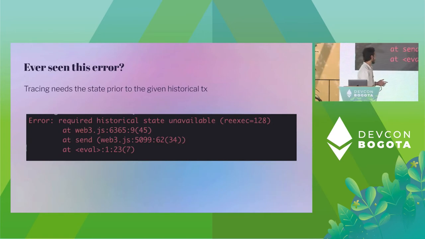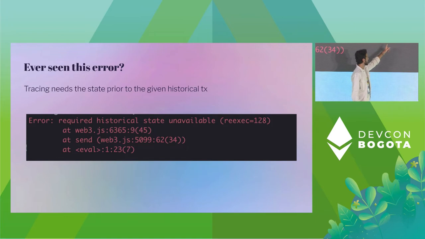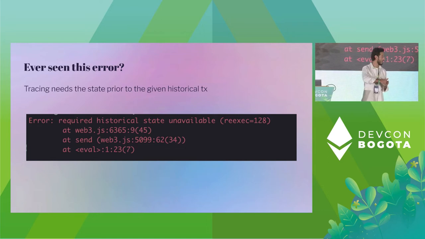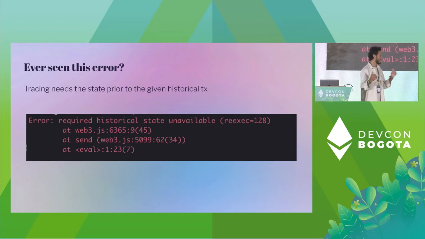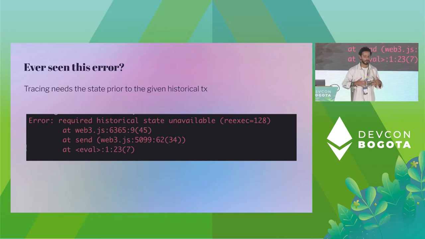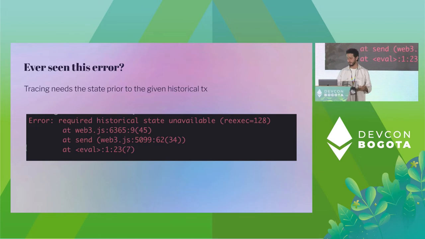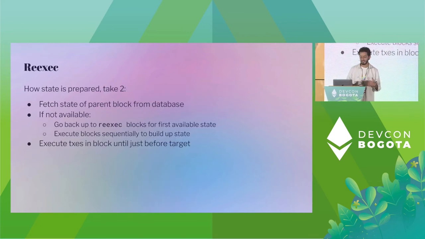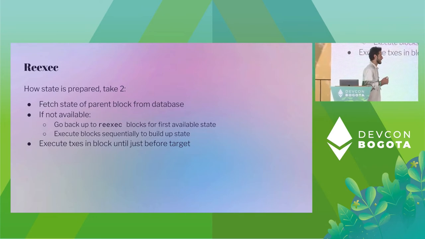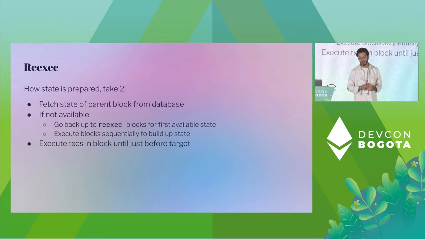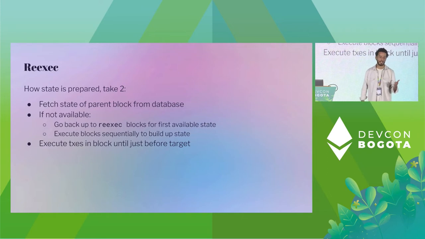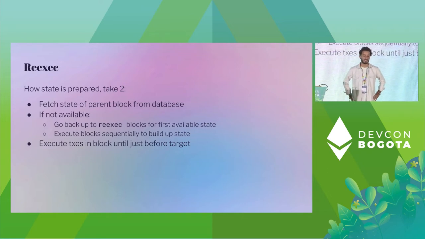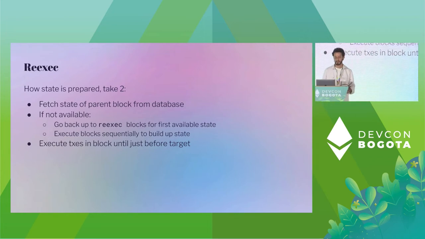So here you can see in the error we have some more information, like re-exec equals 128. This means that Geth tried 128 blocks backwards to find some state on disk that it could use to go forward, but it didn't find any. This is a parameter that you can give. When you trace a transaction, you can provide this re-exec parameter and say, okay, I'm willing to go back 2,000 or 2 million blocks to find a state that I can use to execute this transaction. But of course, the further you go back, the longer it's going to take, because all of those blocks have to be re-executed to compute this state.